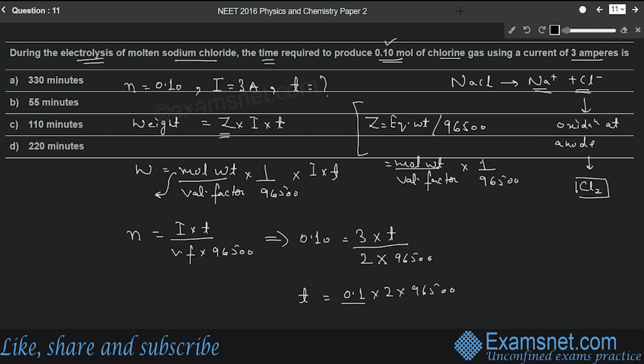96500 upon 3. But this time will come in seconds, and in the options the time is mentioned in minutes, so we'll divide it by 60 to get the time in minutes, and on solving this we'll get 107 minutes. Okay. Now if you look at the options, there is not any option which has 107 minutes, but the closest option will be 110 minutes. So option C will be the correct answer.